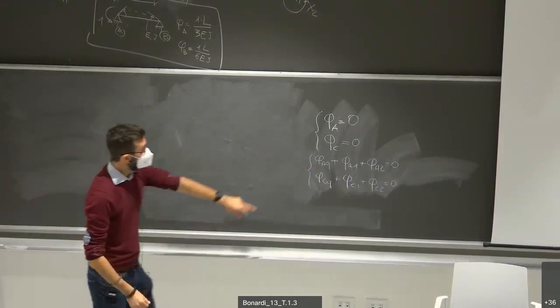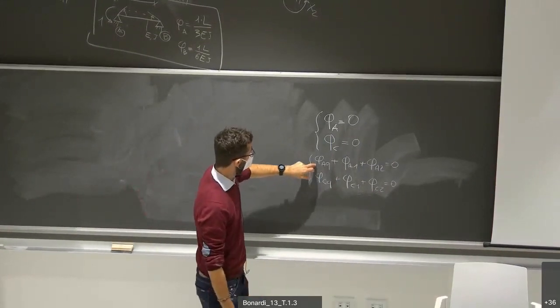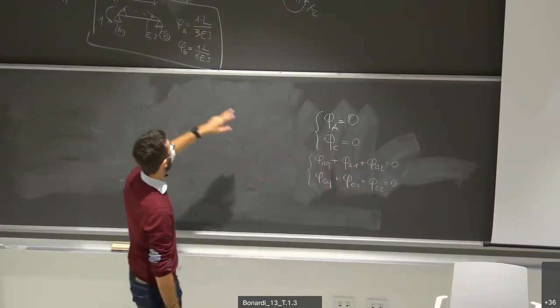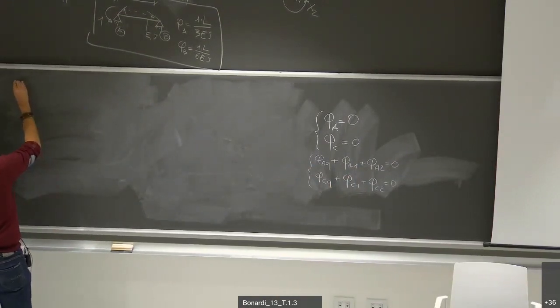So we write again these two equations, but substituting in PAQ, PA1, PA2, and so on, all these coefficients. So we have Q, this is equation 1.